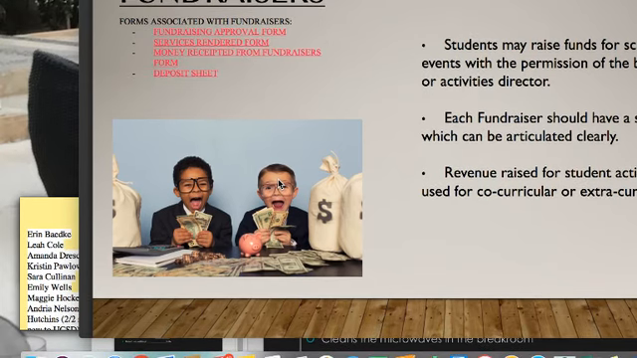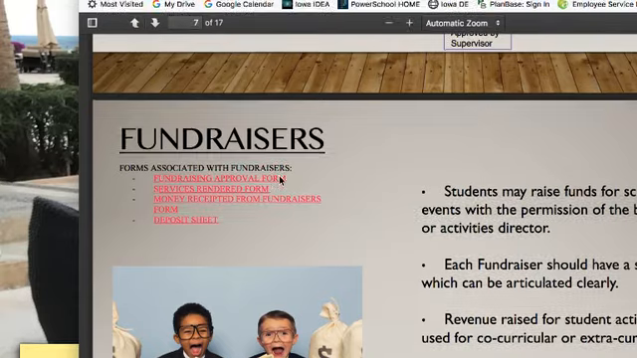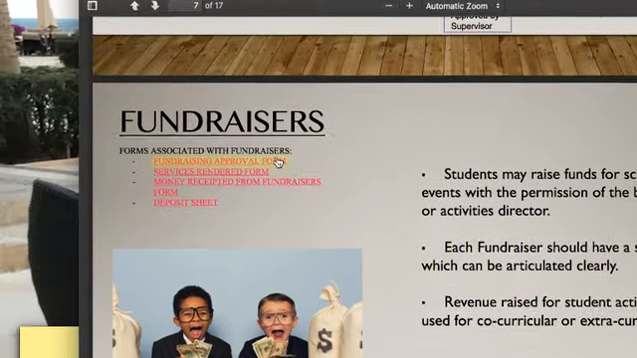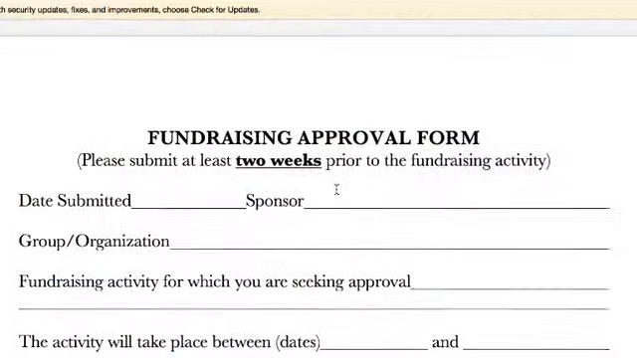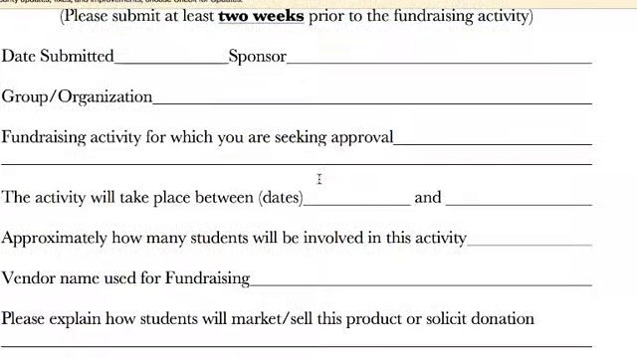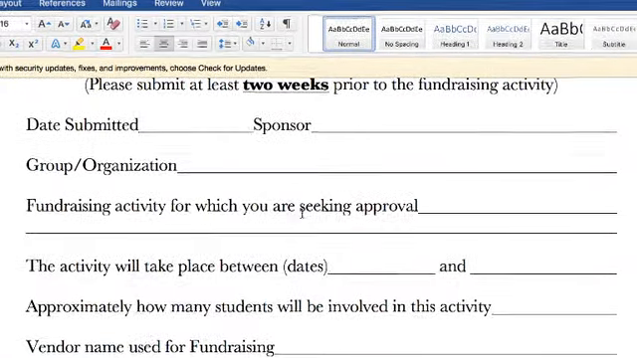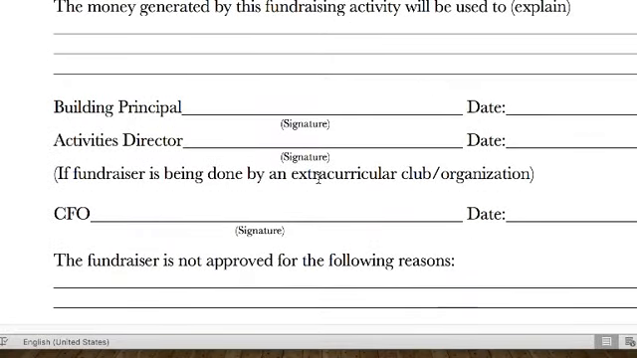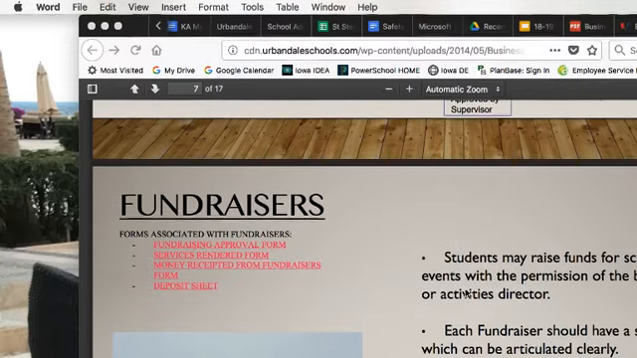Fundraisers is a big one for our PTO. So any fundraiser must be approved, and this form is completed for that. So basically it's a very brief form, but we go through, so for example, our vendor fair that's coming up in October, this is completed. I scan it, I send it over to Mary Beth Fast. She approves it, and we're good to go.